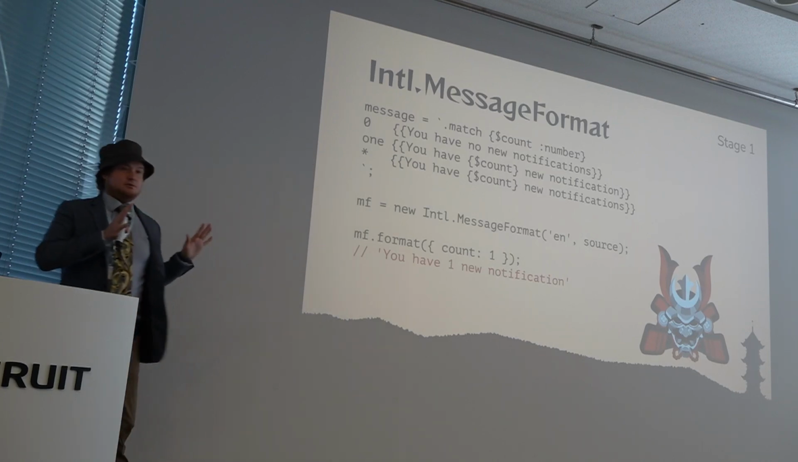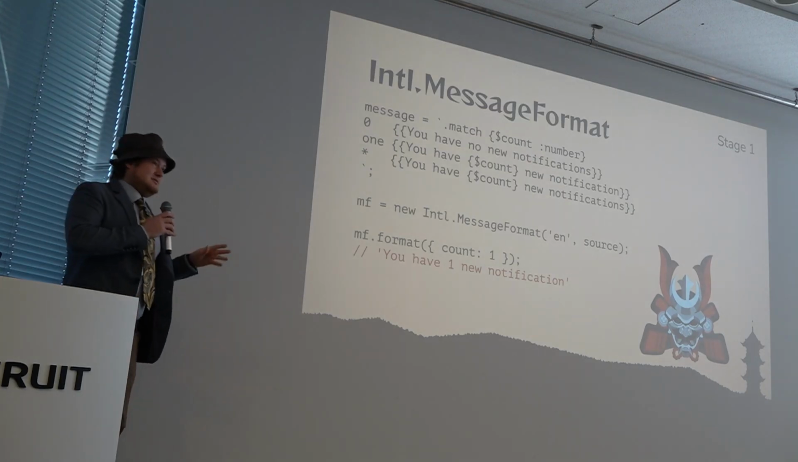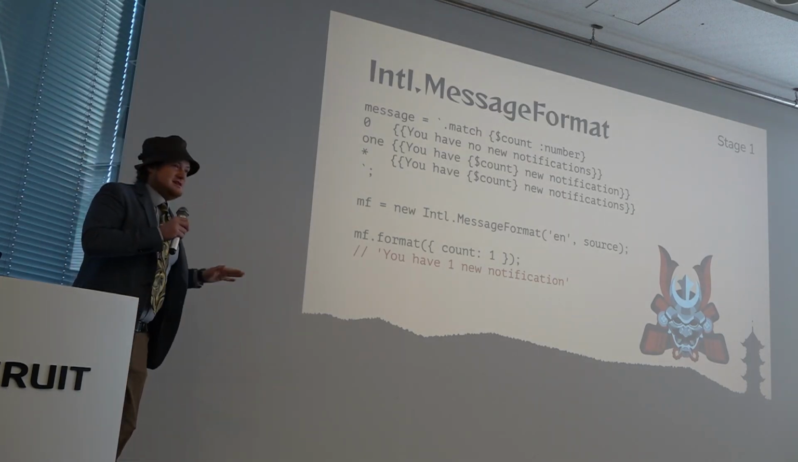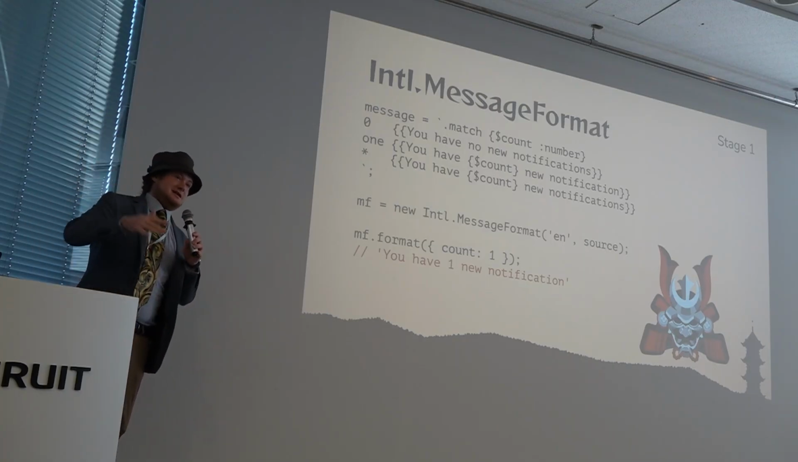This is a stage 1 proposal. There's a talk later today about TC39, and they might talk about what stages mean. But stage 1 means that this is an idea that we're exploring, but it hasn't yet been committed to be added to the language yet.